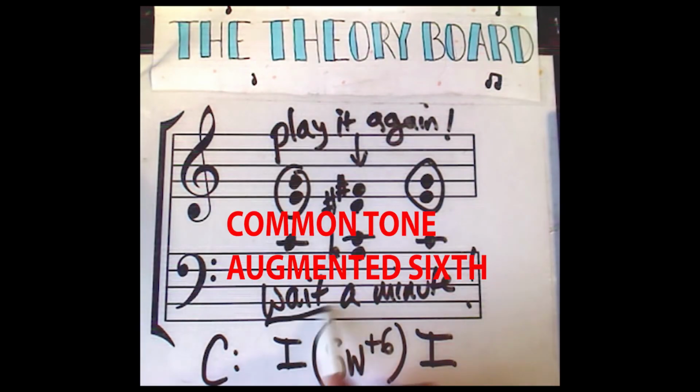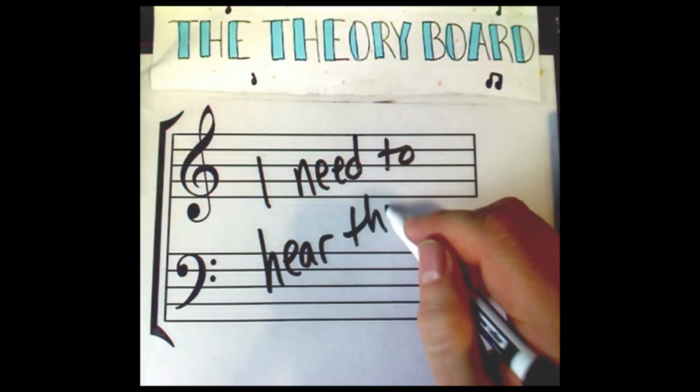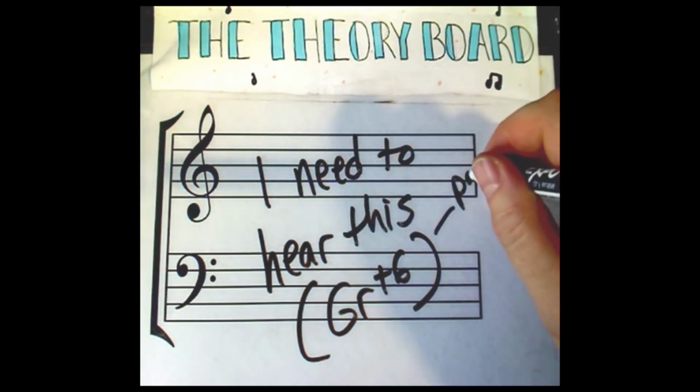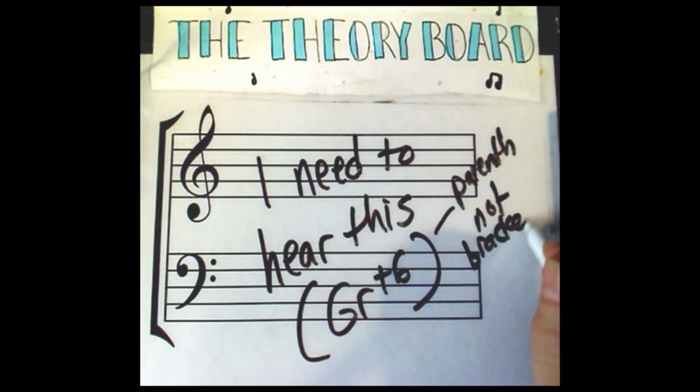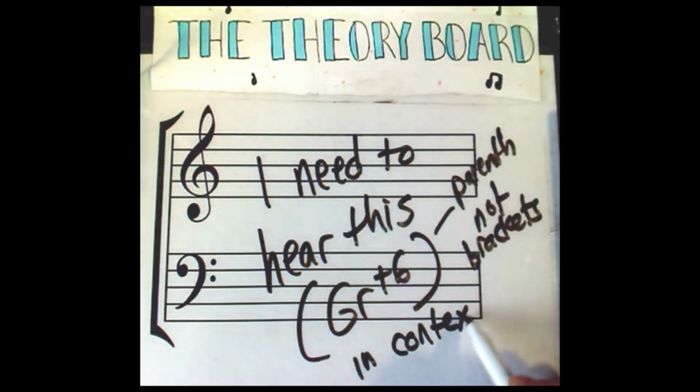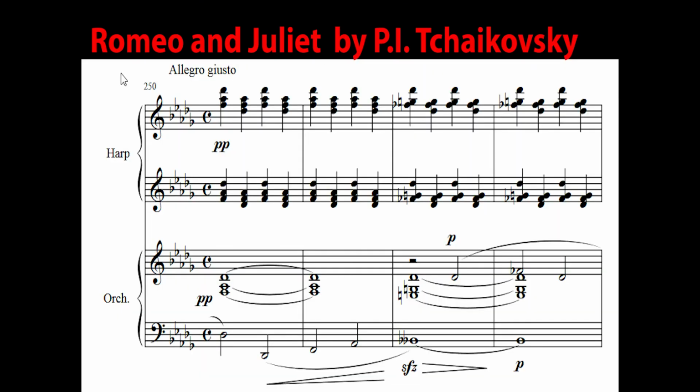So you can see that the embellishing function of both of these chords are very, very similar. But maybe you want to hear this common tone augmented sixth chord, remember parentheses, not brackets, in context. Well, let's take a listen to this example by Tchaikovsky from Romeo and Juliet. In the key of D flat major, this is an augmented sixth chord. The B double flat is the flat 6, and the G natural is the sharp 4.